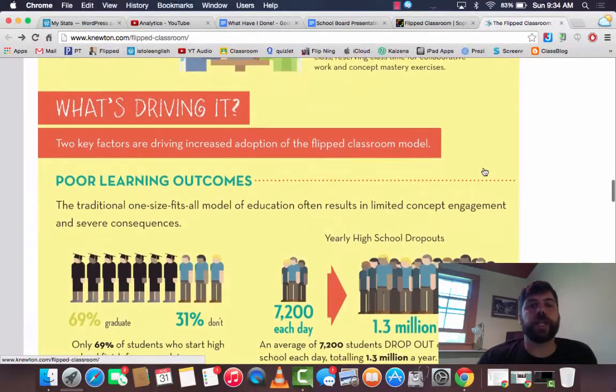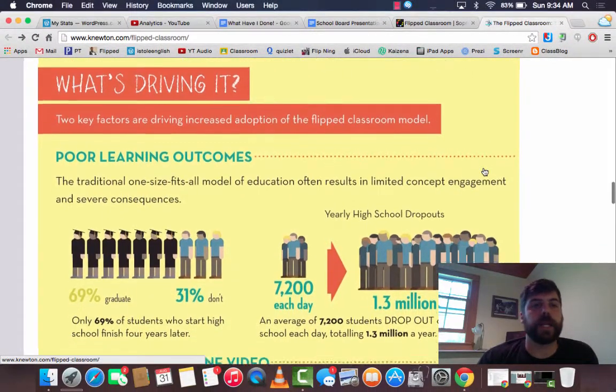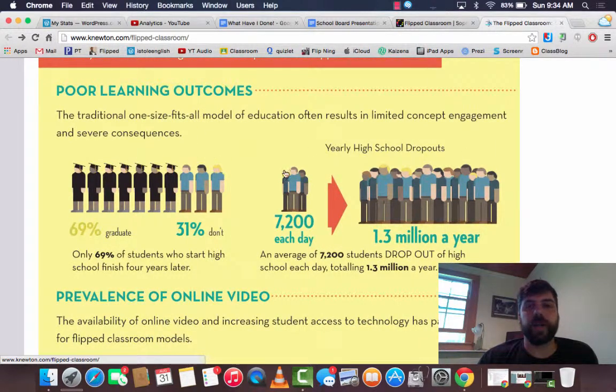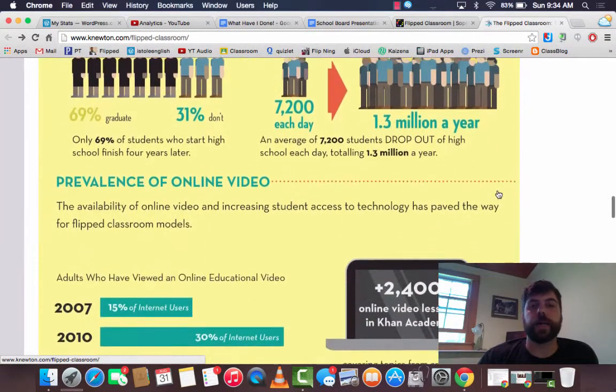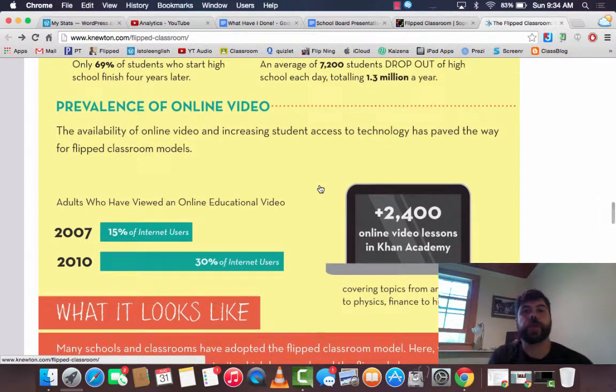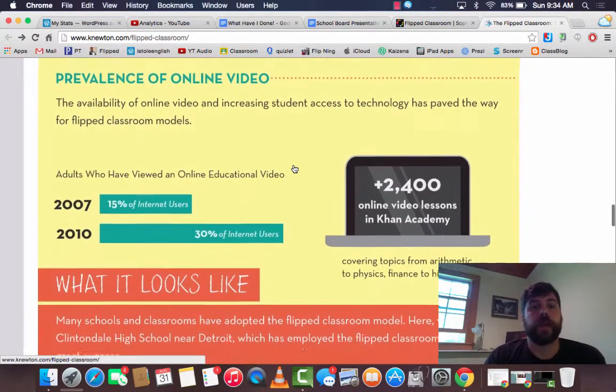Okay, so what kind of drove this concept's popularity? Two big factors: poor learning outcomes and a high dropout rate, and here's the one that I've personally really noticed, being kind of a technophile myself. The prevalence of online video has just literally exploded. The availability and increased student access to technology has paved the way for this concept to really happen and thrive.